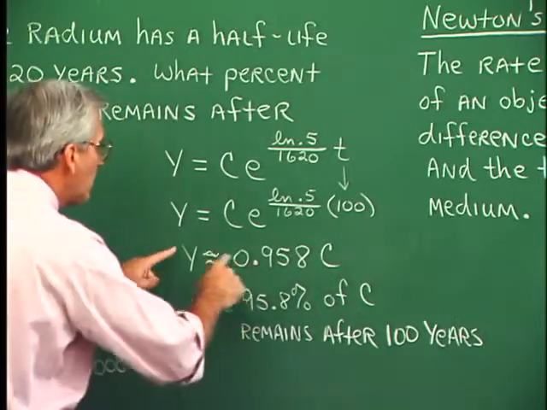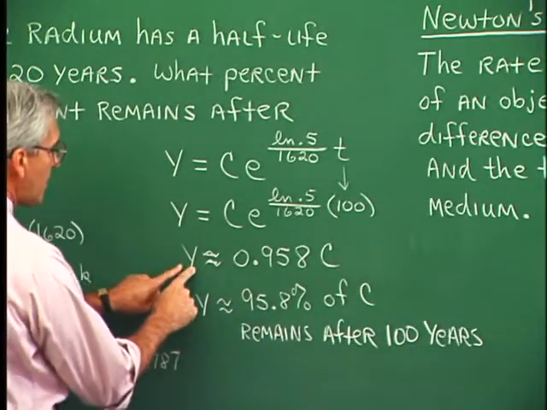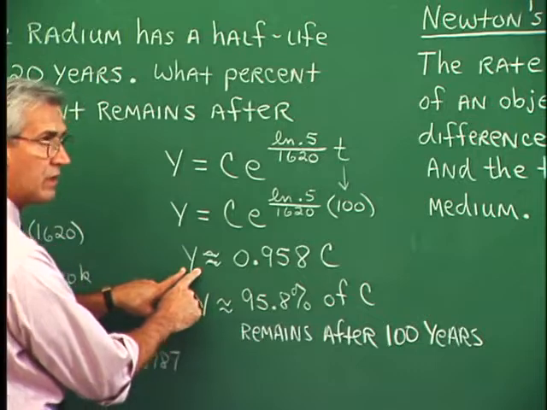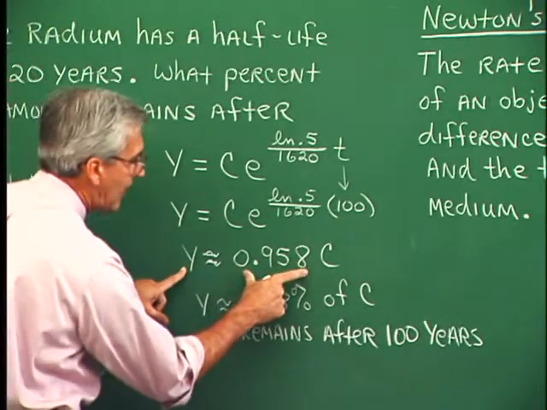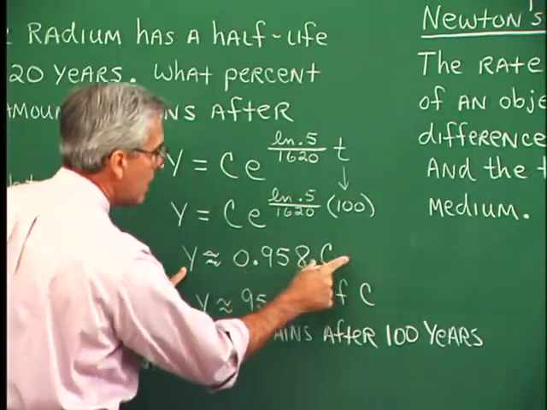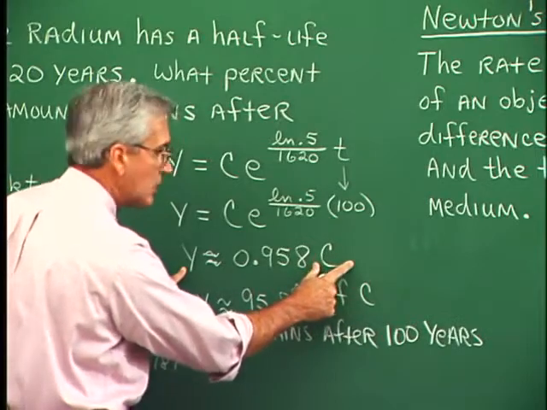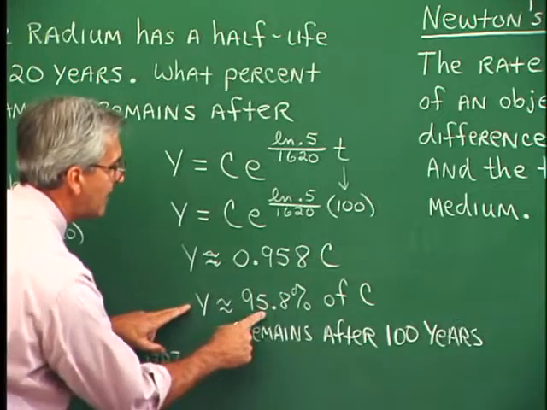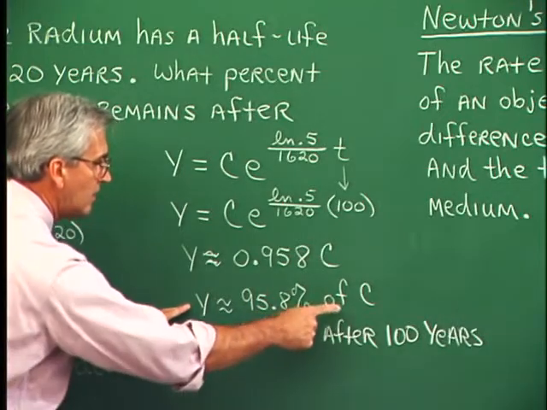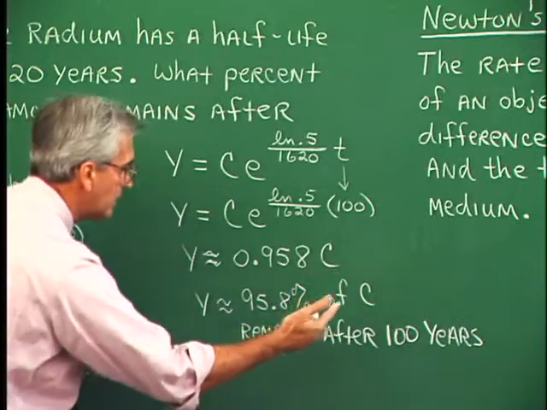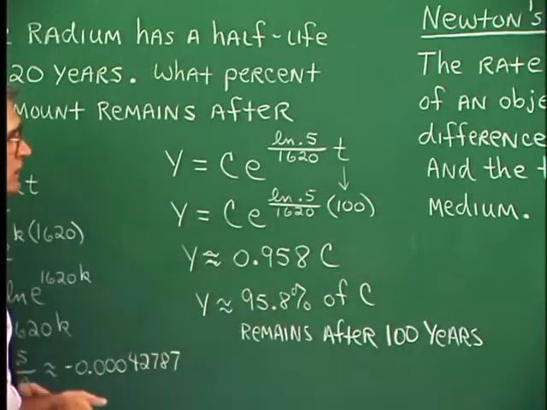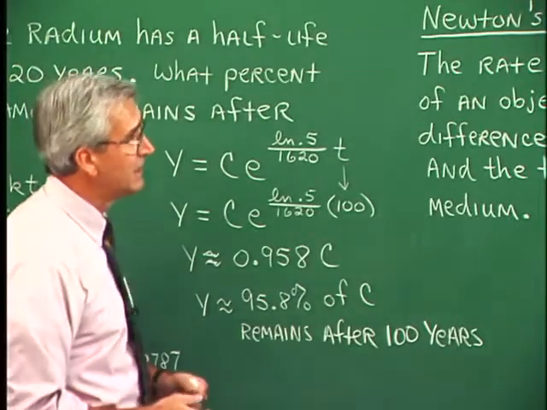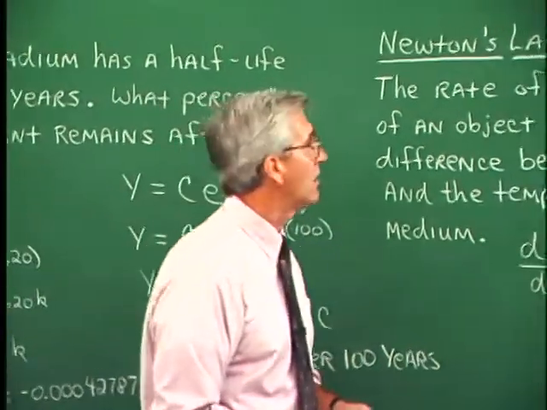But at any rate, what this is saying now is that the amount of material after 100 years is this fraction, or this part of the initial amount of material. So we can say then that y, the amount of material after 100 years, is 95.8% of the amount of starting material, and that's the amount that remains after 100 years. Quite a lot of it, as you can see. That's what makes it so awful.